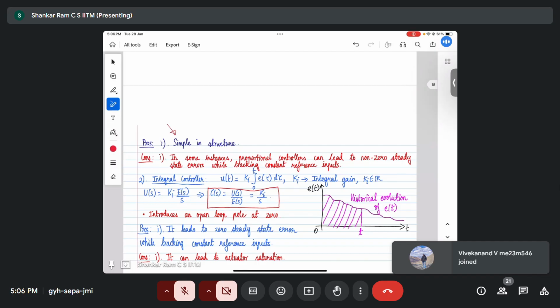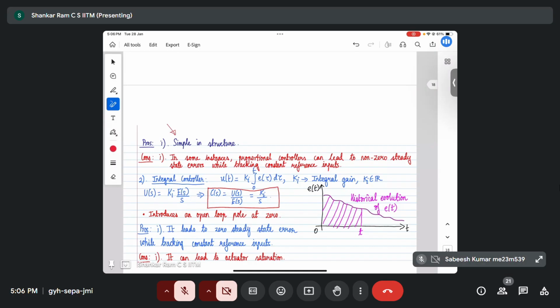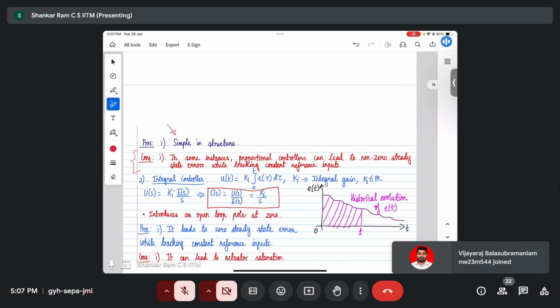If a proportional controller works, it's well and good, right? As we go later on in this course, we will observe that for certain classes of systems and under certain scenarios, the proportional controller can lead to non-zero steady state tracking errors when tracking constant reference inputs. So what do I mean by that?